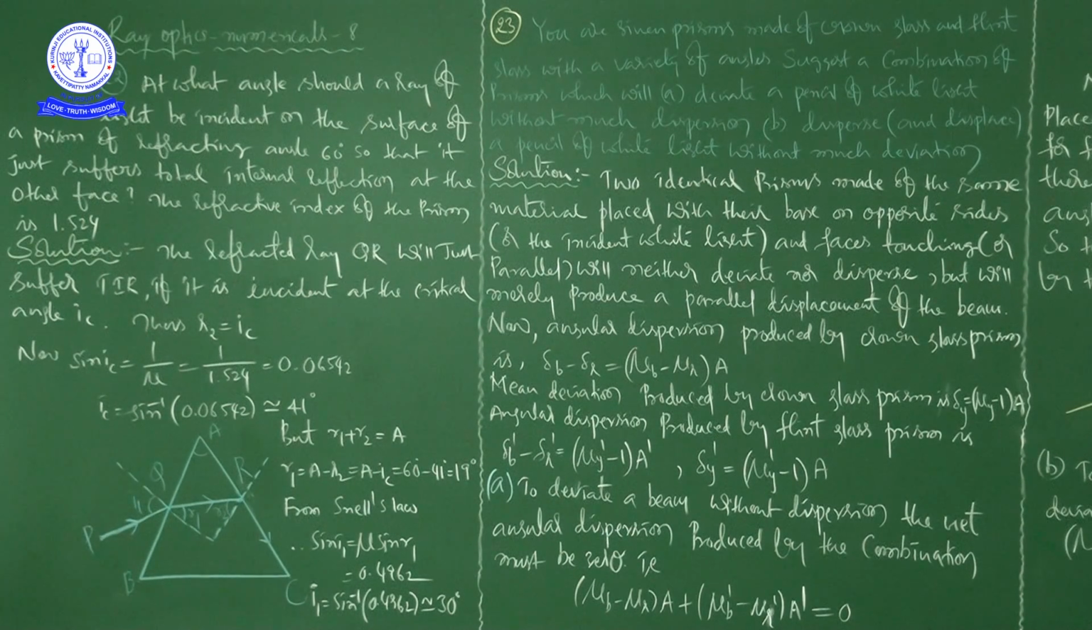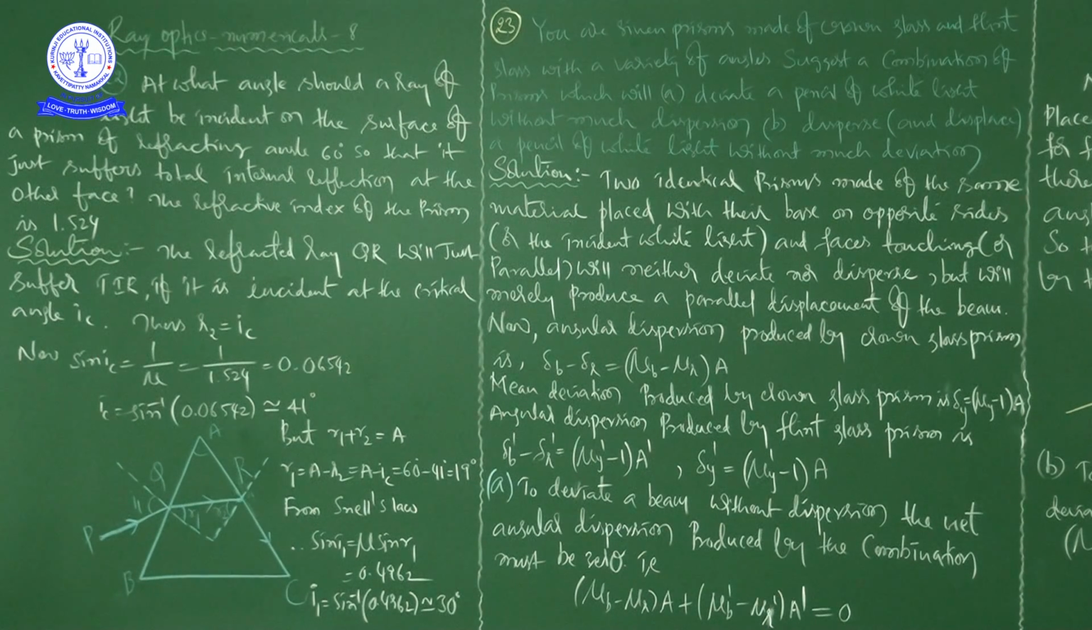So we have to give the combination of prisms, right? In one case, deviation without much dispersion. In another case, dispersion without much deviation. That type of combination we have to give.